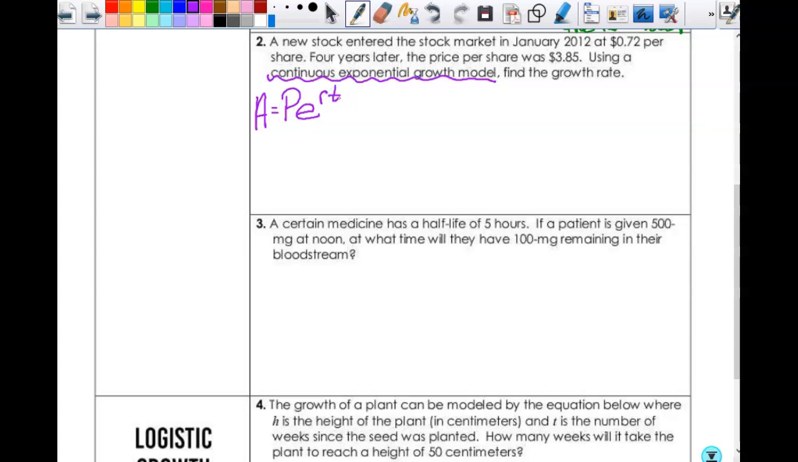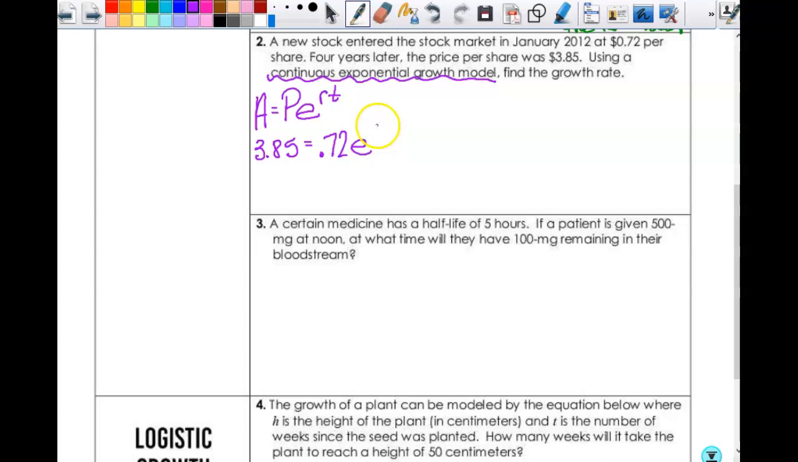And I'm looking for the growth rate. So I'm looking for r. Means I need to know everything else or I can't solve the problem, right? So what would A be here? 3.85. And what would P be? 0.72. Good. Then we have e to the, well, the rate's what I'm looking for.